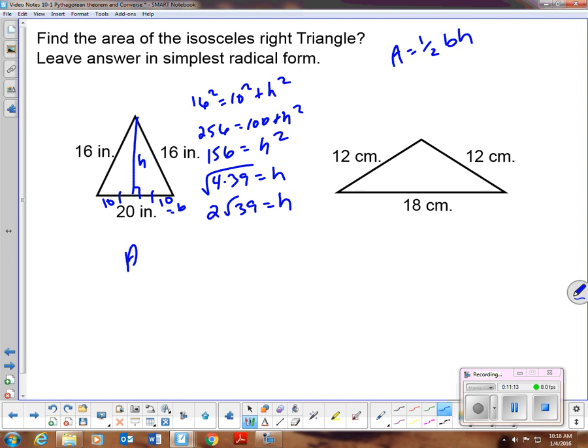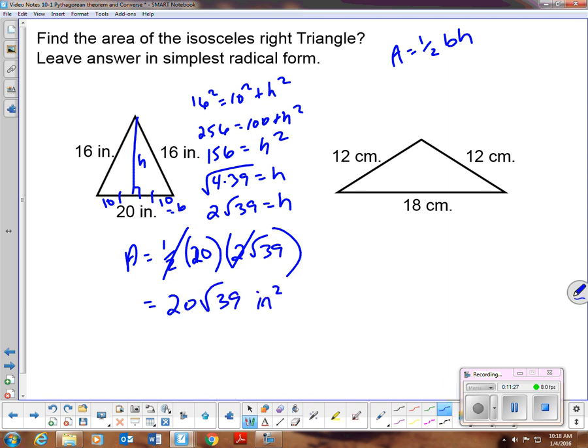All right, so area is equal to 1/2. My base is 20. My height was 2 square root of 39. So when I work this, the 1/2 and this 2 cancel. So I end up with 20 square root of 39 inches squared. That's my unit. All right, so you can pause the video. You can do the second one here, and then we'll move on from there.